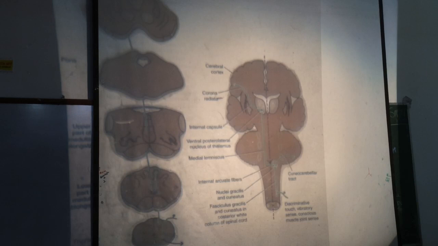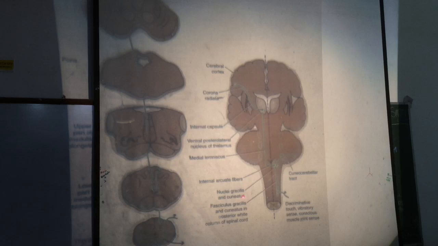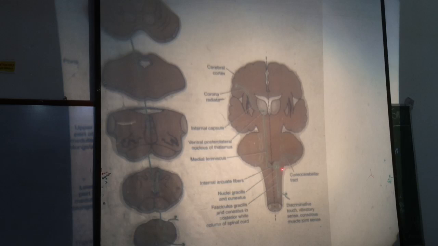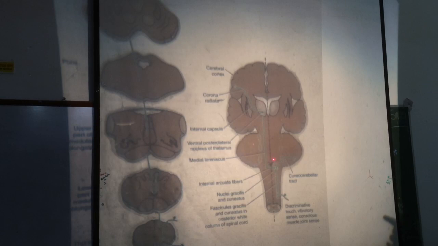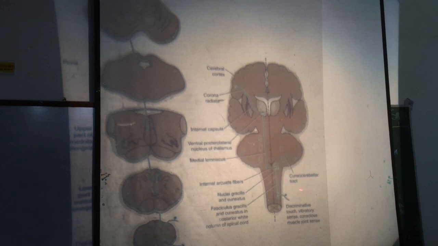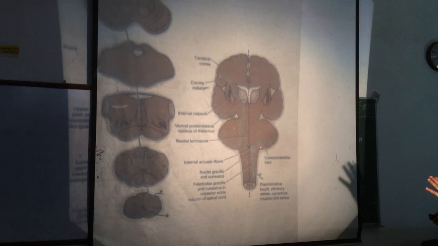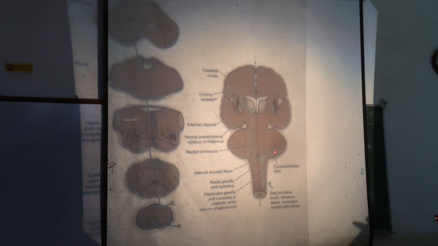Some fibers from nucleus cuneatus are called posterior external arcuate fibers, or cuneocerebellar fibers. These go to the cerebellum. So it means that from this tract, proprioceptive impulses go to the cerebellum through the cuneocerebellar tract.